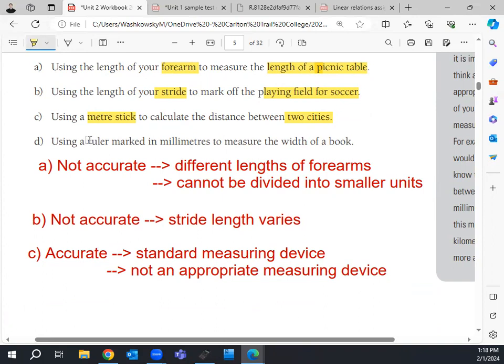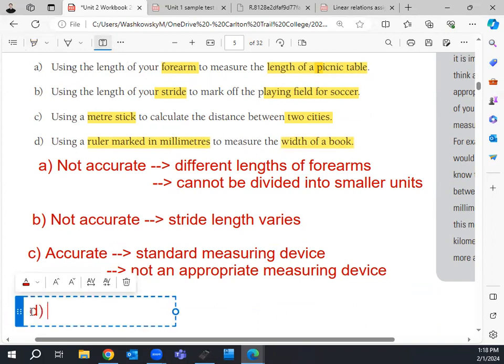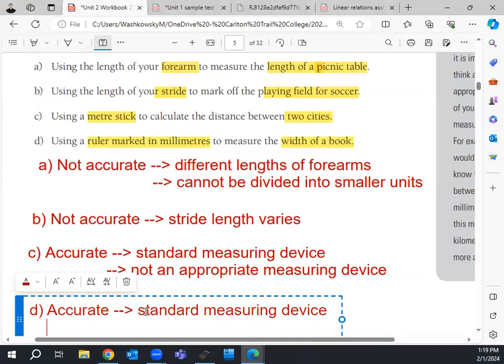And finally, what if I'm using a ruler that is marked in millimeters to measure the width of a book? So using a ruler with millimeter markings, yeah, it will be accurate. It's just millimeters, right? It would be accurate. Absolutely. Millimeters are accurate. It's a standard measuring device. And now the second question comes. Well, isn't it an appropriate measuring device? Yes, it's an appropriate measuring device.